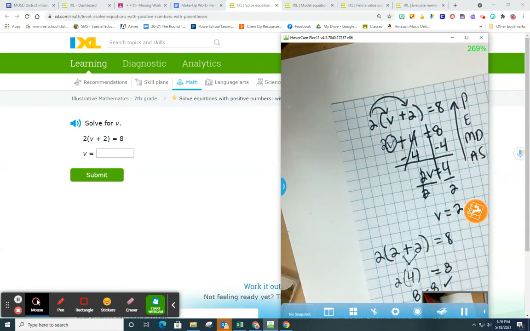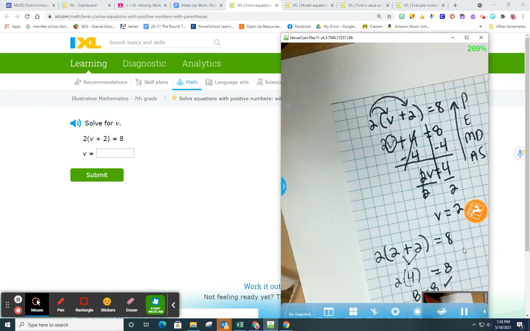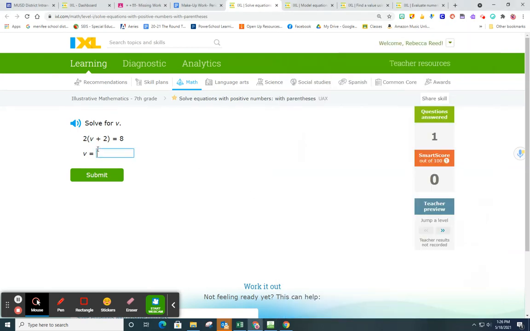Check it now. This time I'm not going to make the mistake I made last time. V, what is v? V is 2. Submit. Boom. There we go. You're going to continue on with this practice. First distributing and then solving for your variable.